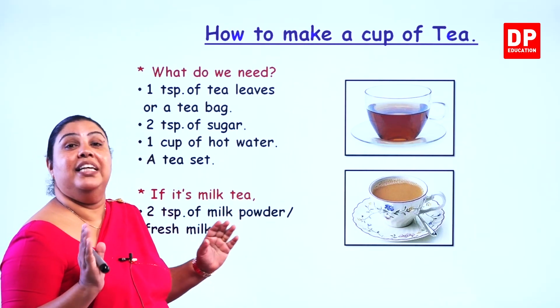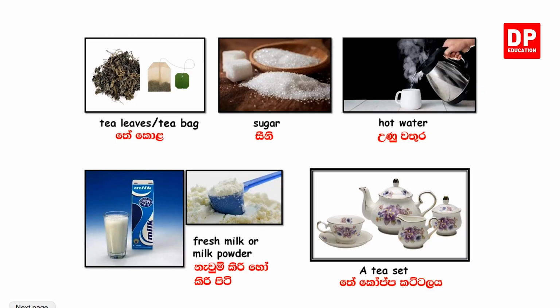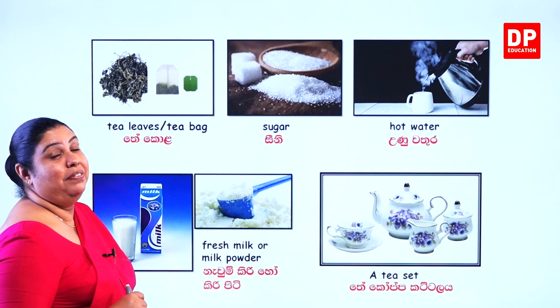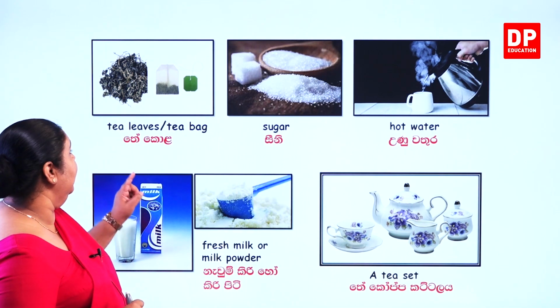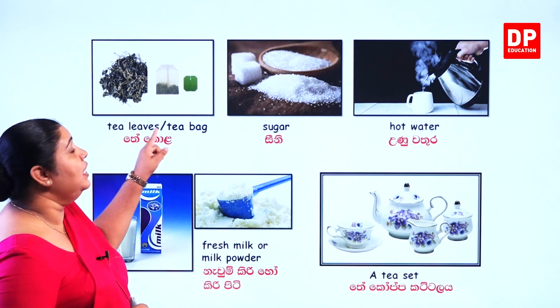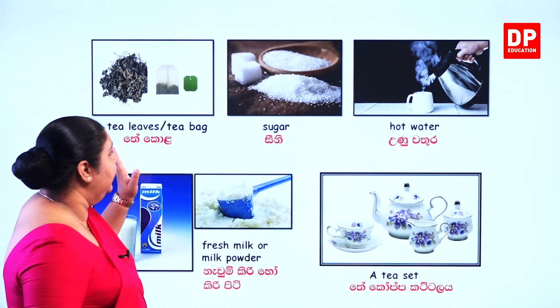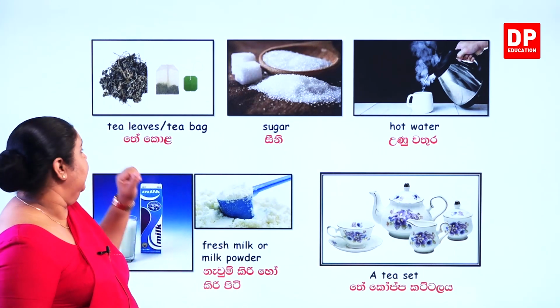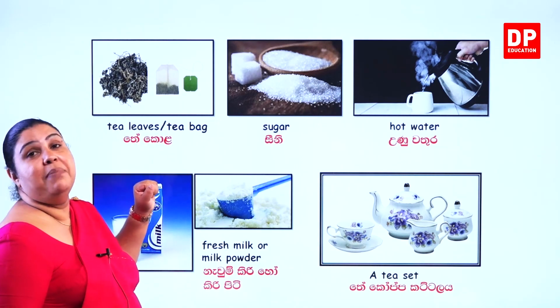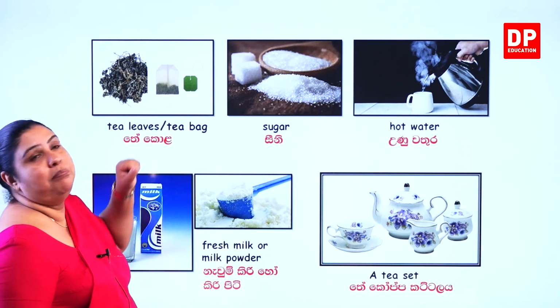Let's have a look at the things that we need to make the cup of tea. Right. Now, as I have told you, when we spoke about the things that we need, tea leaves or a tea bag. We need these things to make the tea. Tea leaves or a tea bag. Now, this is a tea bag.